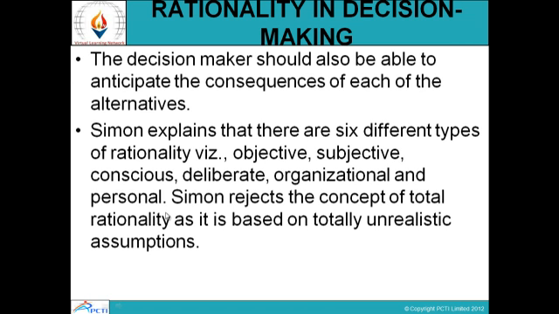They have 6 different types of rationalities: objective, subjective, conscious, deliberate, organizational, and personal. Simon basically rejects total rationality on the basis of its totally unrealistic assumptions. So, yes, Simon says that decisions are rational, but not as much as they are performed. So, yes, there are 6 different rationalities in human behavior. 6 types of rationalities exist.